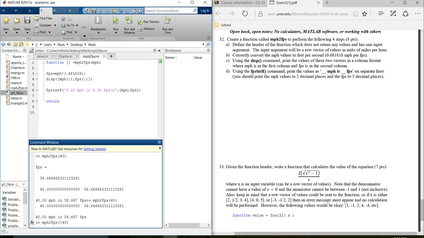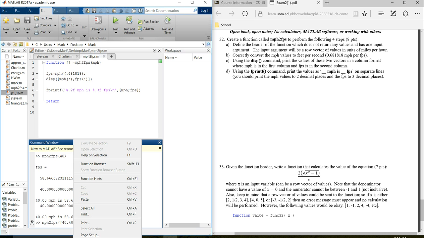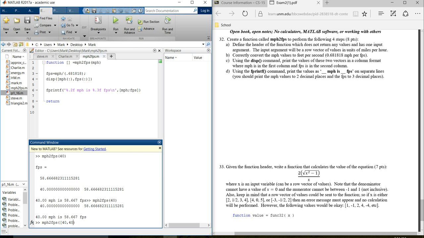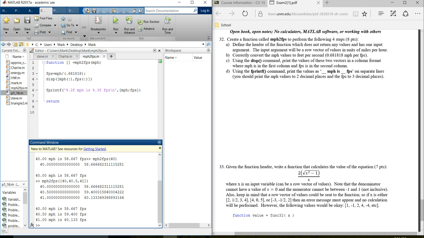Let's see. What is 60? I'm gonna say it's 41. No, I'm gonna say 40. Then 40.5, then we'll try 41. 40 miles an hour is 58.667. 40.5 is 59.40. 41 is 60.133. Yep. So I think it might be more accurate to say 60 feet per second is 41 miles an hour. I was wrong.